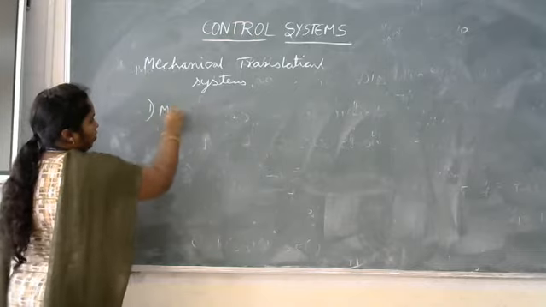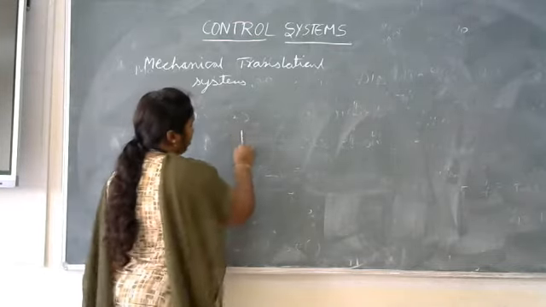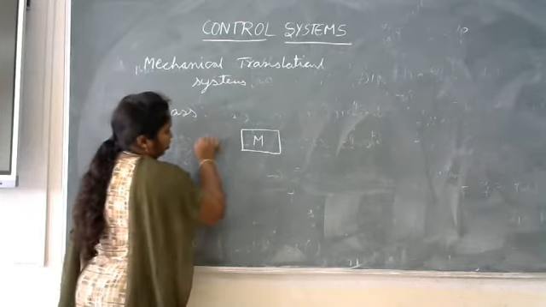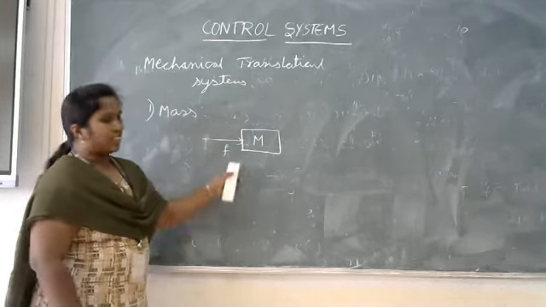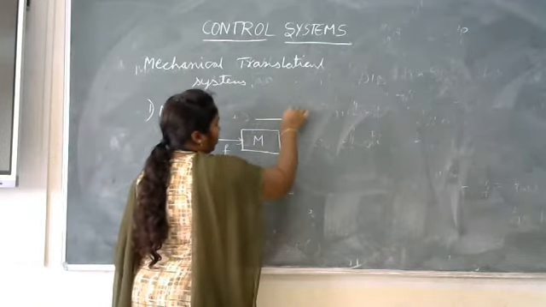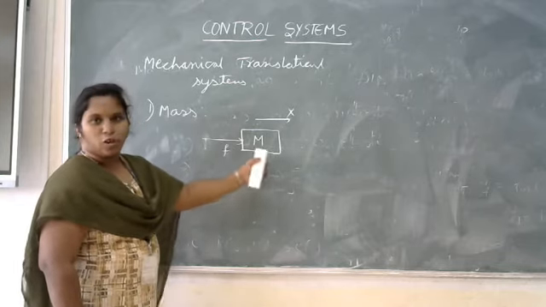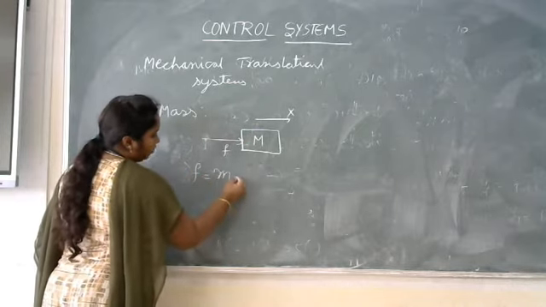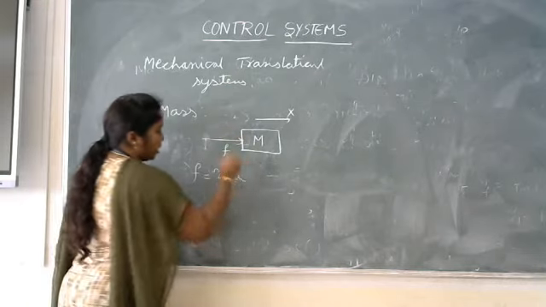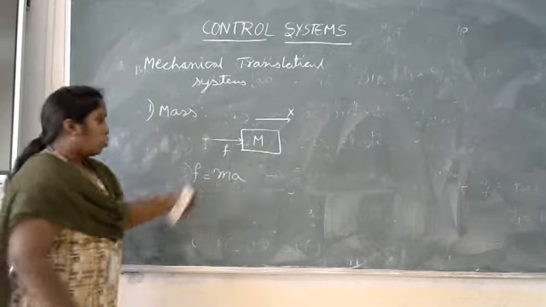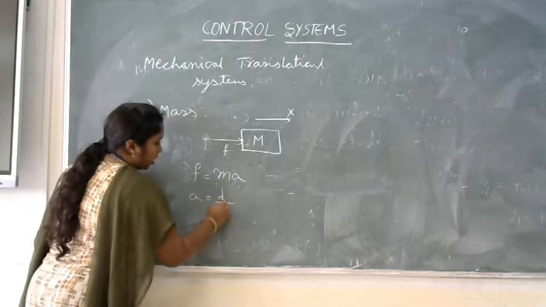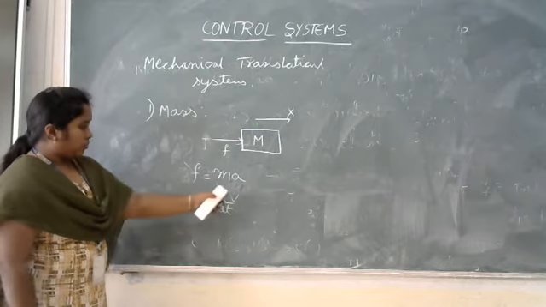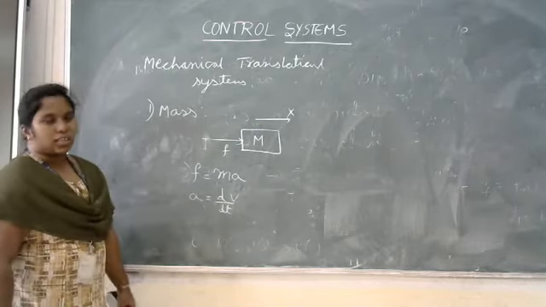Here I am considering the mass element like this. I represent it as M, which is the mass of the element. This one represents the force which is exerted on the mass element, and here I am representing X. If I am applying some force F on the mass element, X is the displacement done by the mass element. Now, what is the relation between force and mass? F is equal to m into a, that means mass into acceleration. What is meant by acceleration? The change in velocity with respect to time. So I can write a is equal to dv by dt.